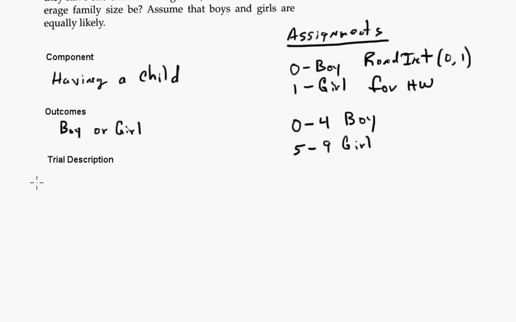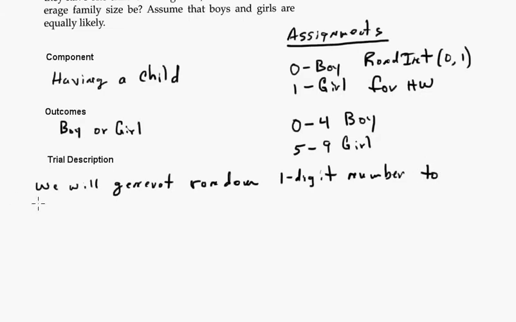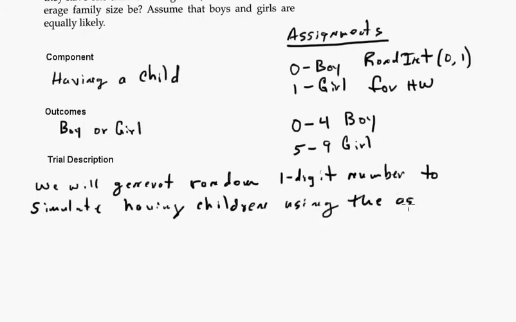Okay, so here we will generate random 1-digit numbers to simulate having children, using the assignments above to determine gender.